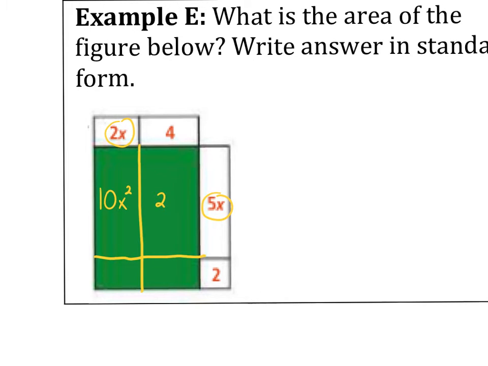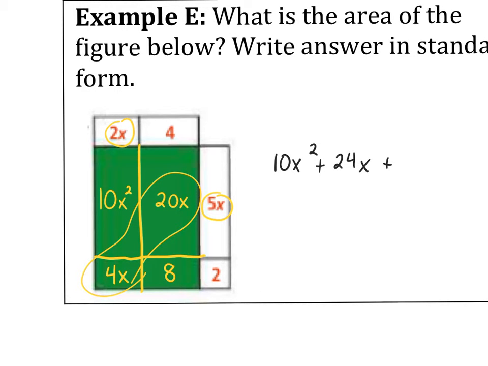And then the 4 times 5 is 20, x, 4 times 5x. Next, the 2x times the 2 is going to go here, and that's going to be 4x. And lastly, the 4 times the 2 goes inside there, and that would be an 8. We combine our like terms. These two are like terms. So we have 10x squared plus 24x plus 8.